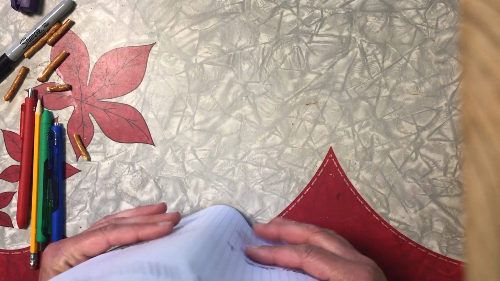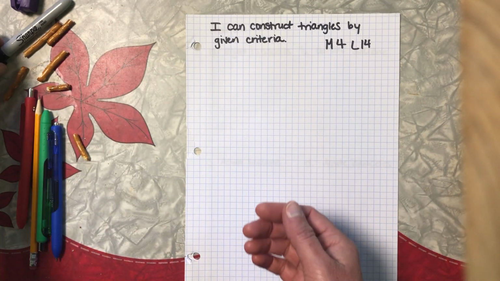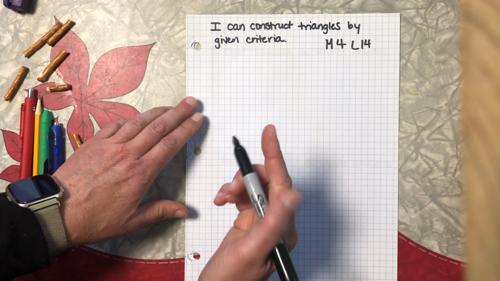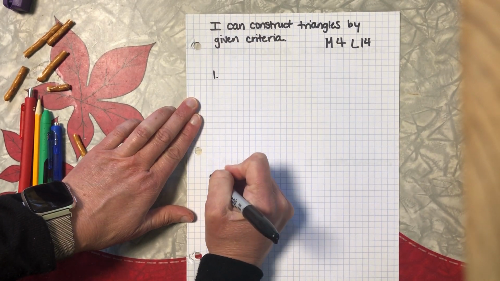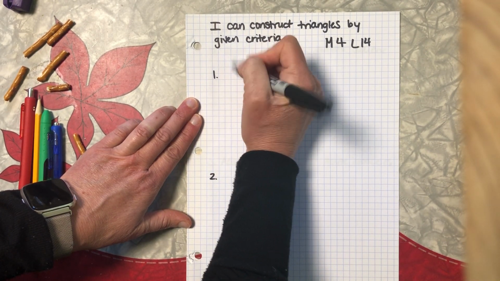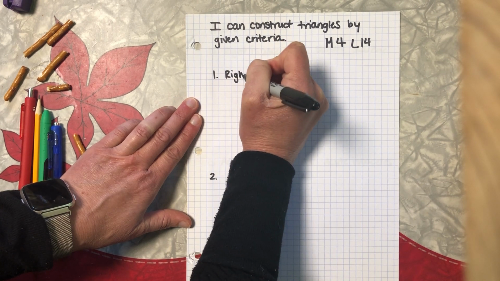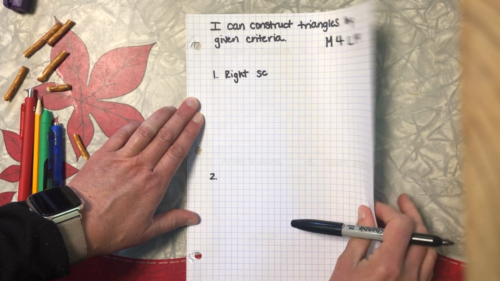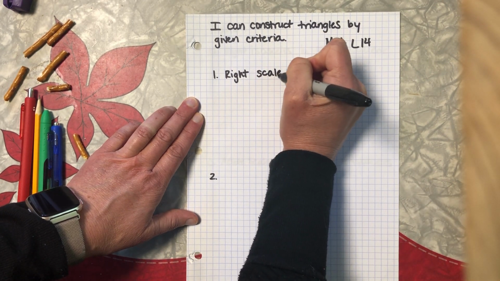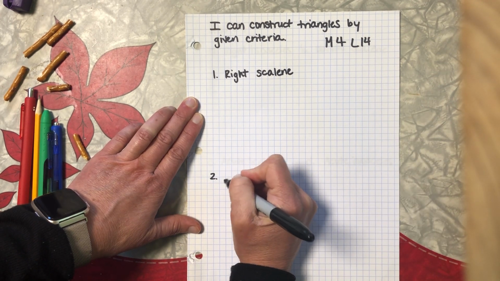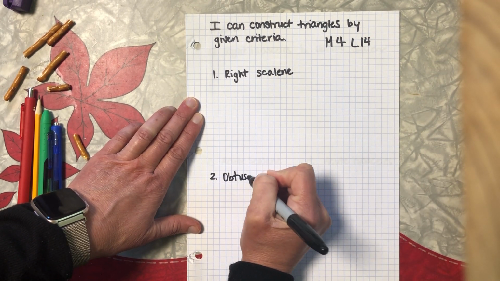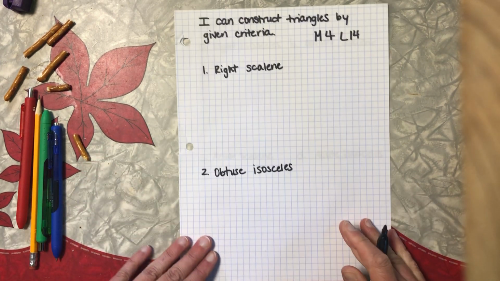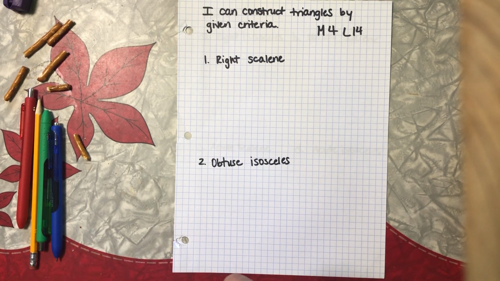So what we're going to do first is we are going to use some specific criteria to create or construct triangles. So we're going to practice a couple of these. The first one that we're going to create is going to be a right scalene triangle. And we're also going to construct an obtuse isosceles triangle. Now what you need for this activity is some grid paper.